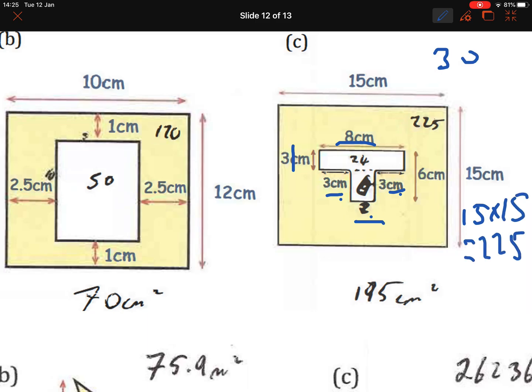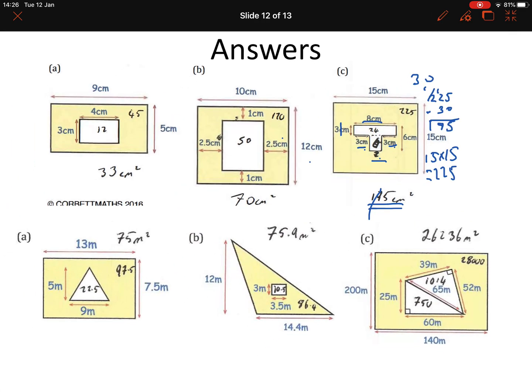Okay, 15 times 15 is 225. So when you do 225, take away 30, your answer to this is 5. Can't borrow from 2, so put a 1 there. Okay, 12 take away 3 is 9, and that's 1. Okay, so that should be 195 centimeters squared.